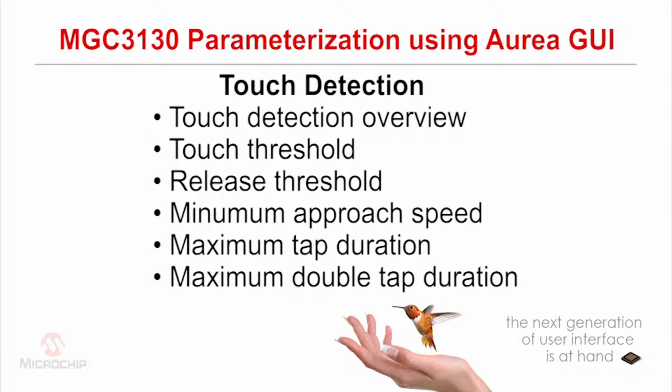In this lesson, we will learn how to parameterize the touch detection feature. Firstly, we will have a short overview of touch detection, then we will go through the different parameterization steps. In all, 5 parameters are available: touch threshold, release threshold, min approach speed, max tap duration, and max double tap duration.